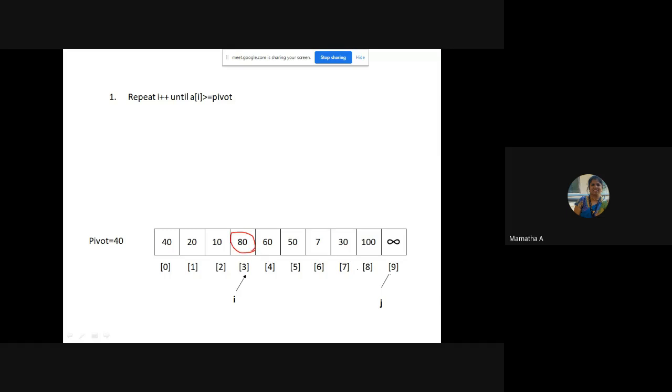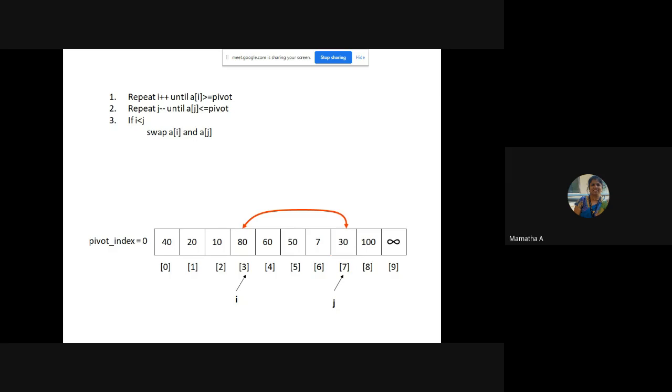Next, I'll do repeat j minus minus until E of j is less than or equal to pivot. So you can observe, where does j stop for me? At what index does j stop? 7, ma'am. You can observe here it stopped at 7 and this stopped at 80. That is the index 3 and 7. And you can observe that i is still less than j. i is 3 and j is 7. Just swap them.